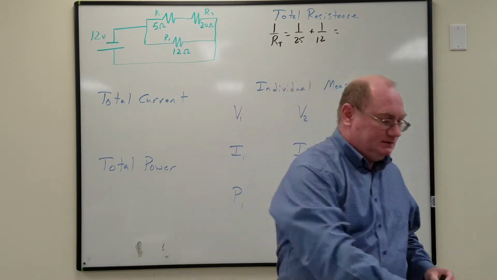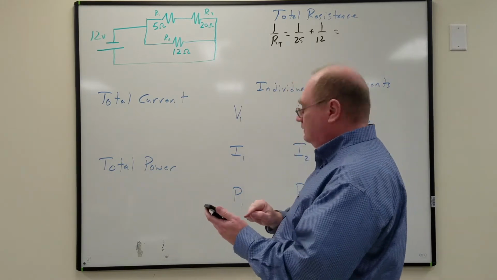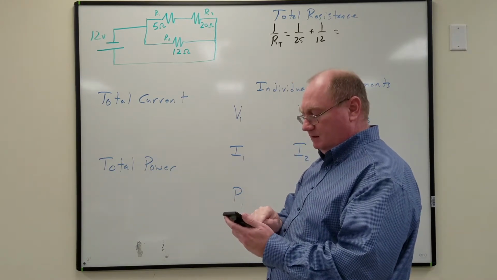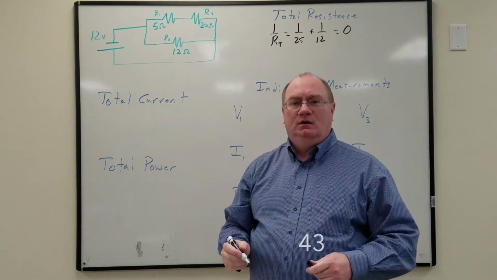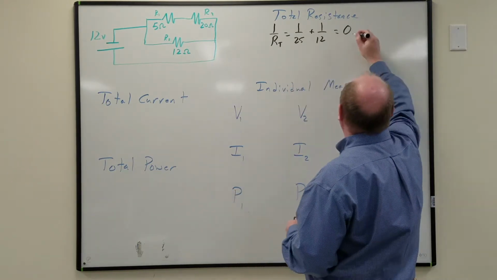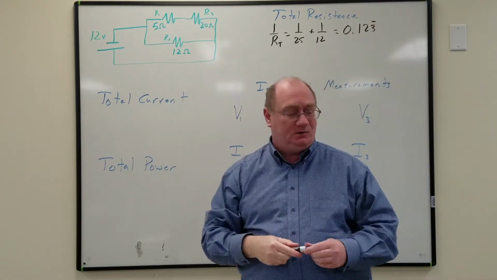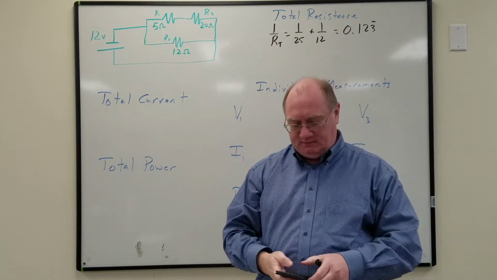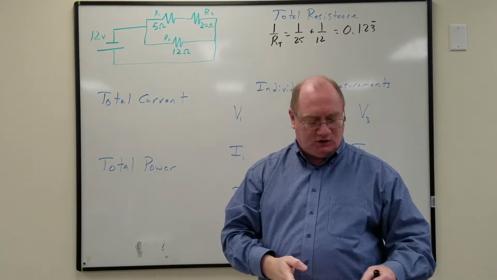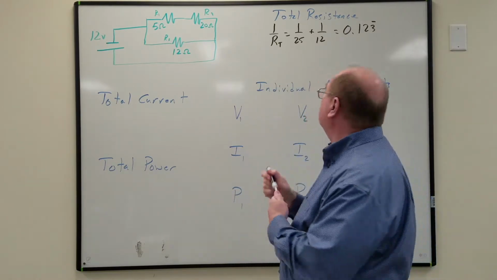When we do that, we get plus 25 inverse equals 0.123 repeating. But that's not our total resistance. We have to take the inverse one more time, and we get a total resistance that I'm going to round off to 8.11 ohms.